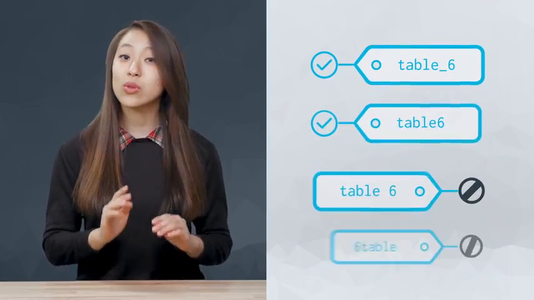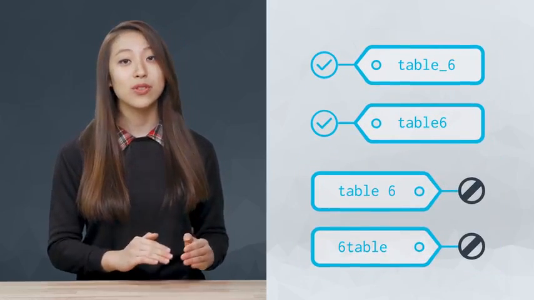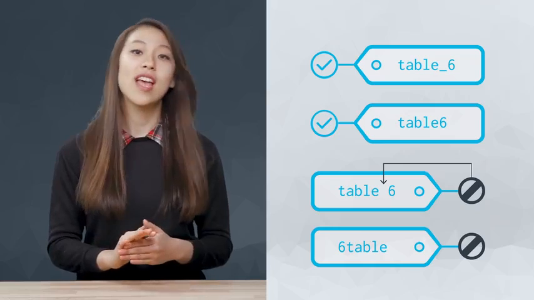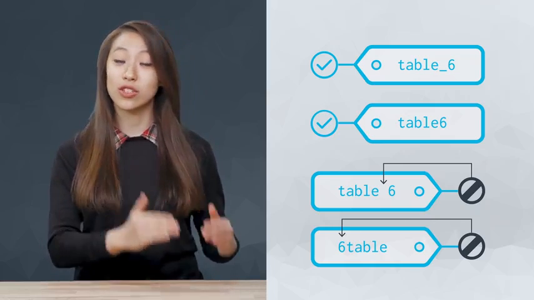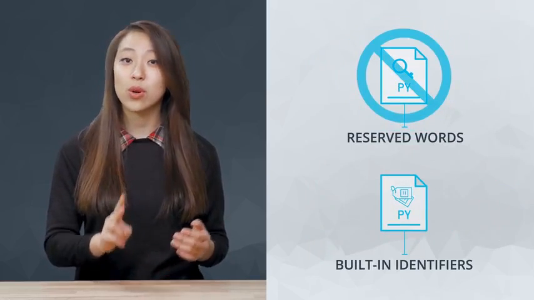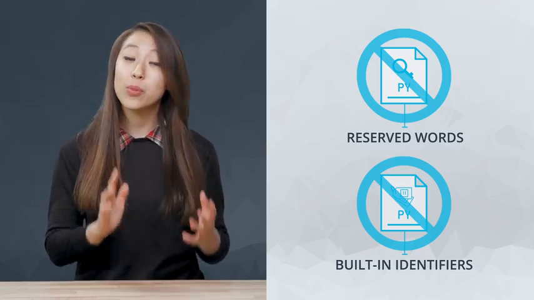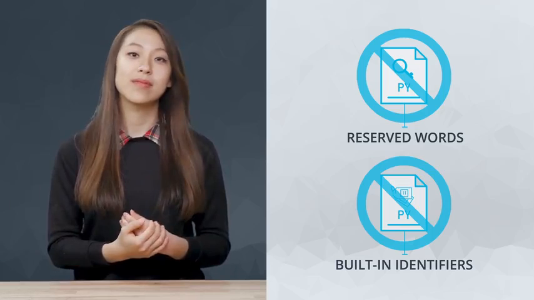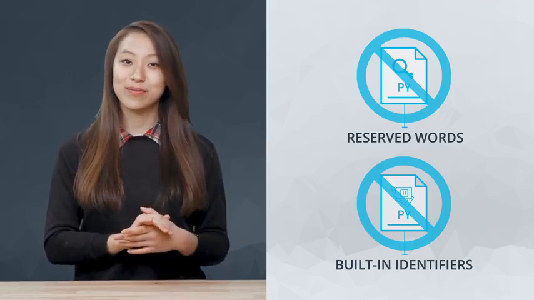First, only use ordinary letters, numbers, or underscores in your variable names. They can't have spaces and need to start with a letter or underscore. Second, you can't use reserved words or built-in identifiers that have important purposes in Python, which you'll learn about throughout this course. They're also linked below.